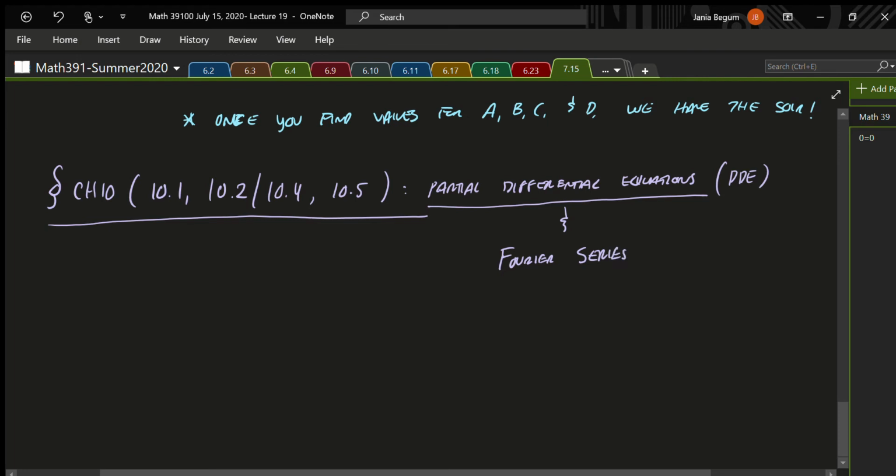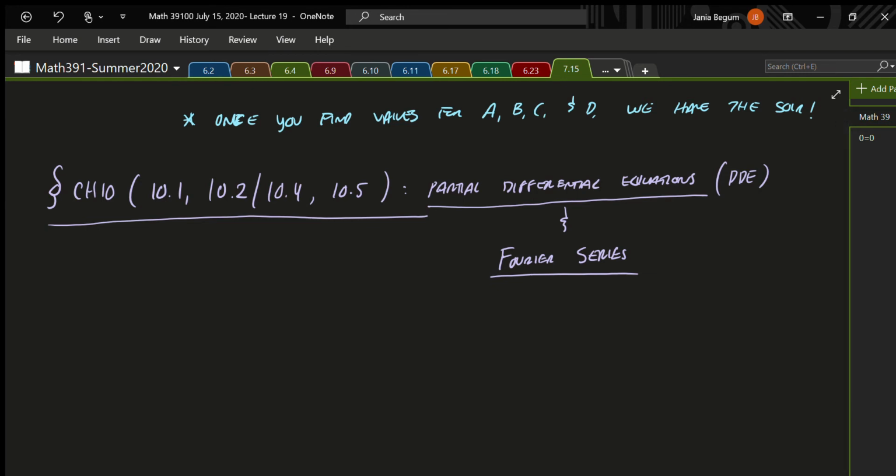So another type of series that we're going to talk about. Let's start with 10.1. 10.1 is very quick and very short. We're not going to spend so much time on it because it's not super important. It's just understanding the difference between an initial value problem and boundary value problems.